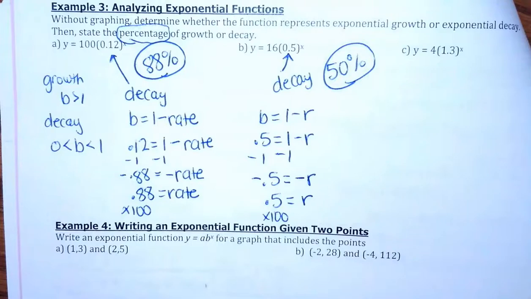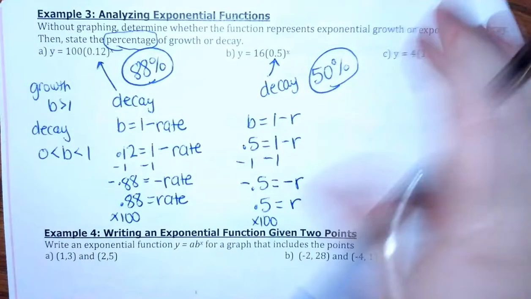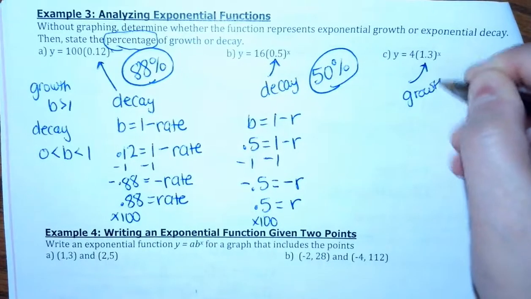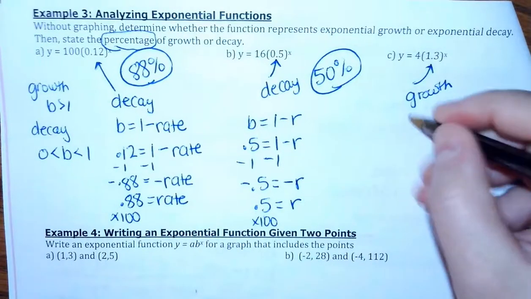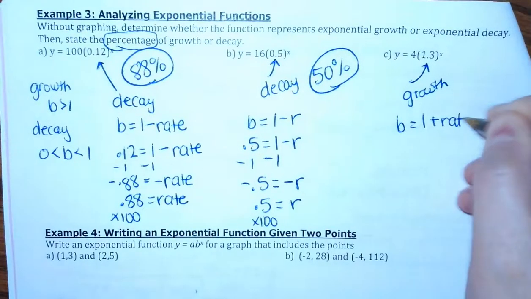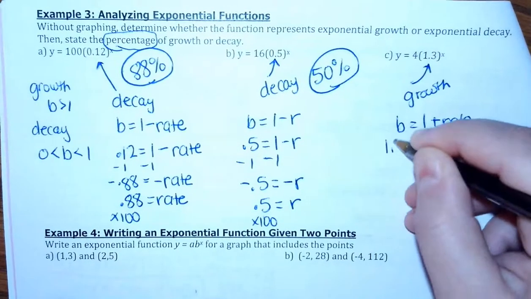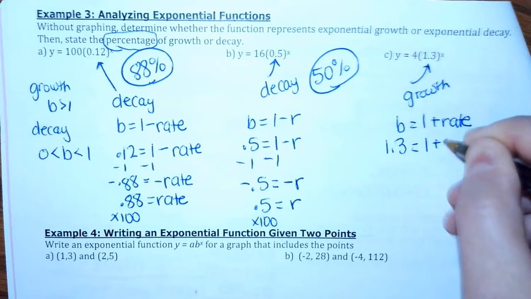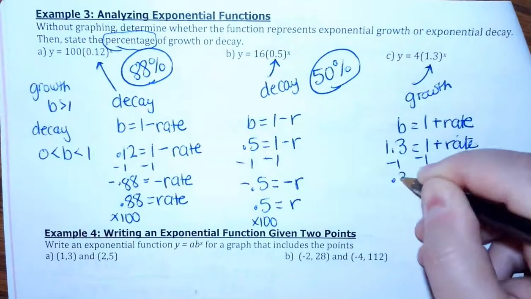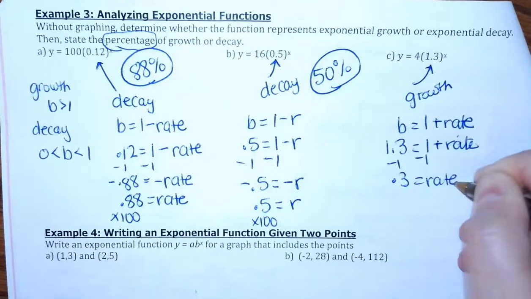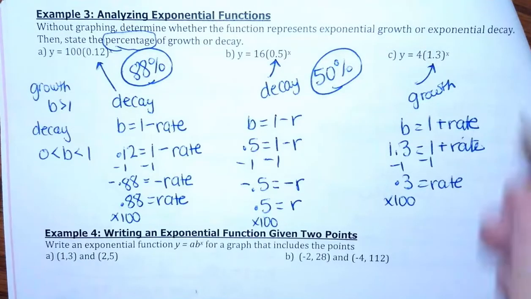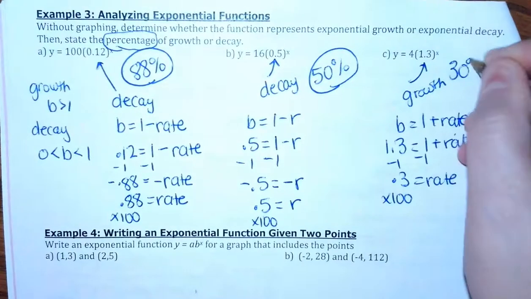All right, and then finally, this last one, that's bigger than 1, so that's growth. And kind of the same concept. The difference is, though, if you're working with growth, it's 1 plus the rate. So if this is 1.3, when I subtract the 1 here, I just get 0.3, and then that's actually equal to the rate. So I've got to multiply it by 100 to get the percentage, and this will be 30%.